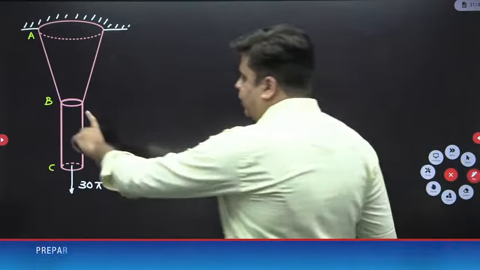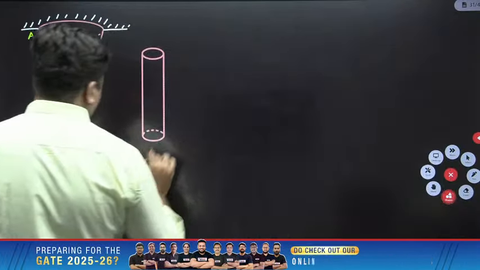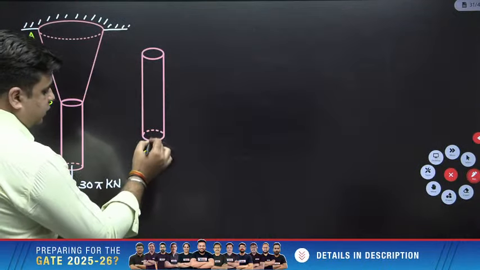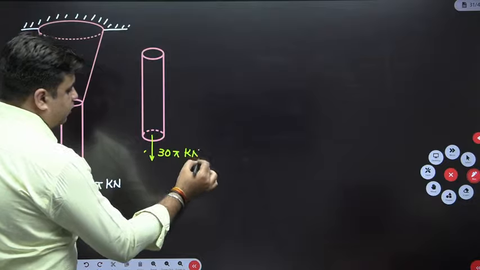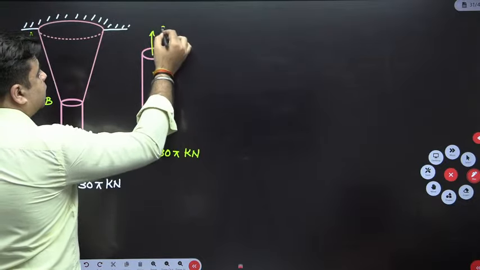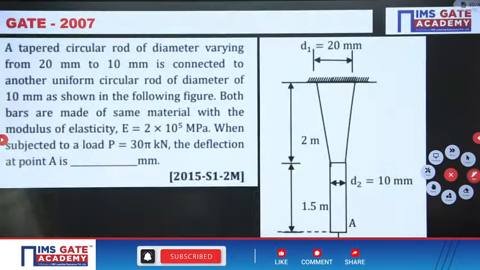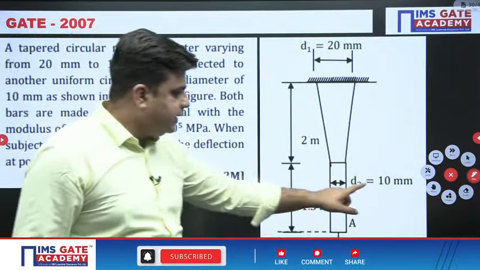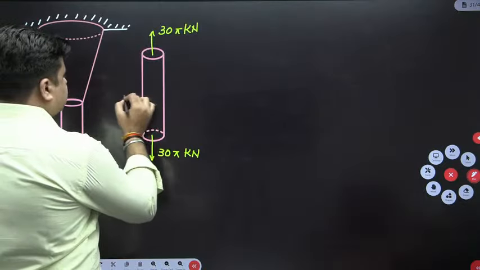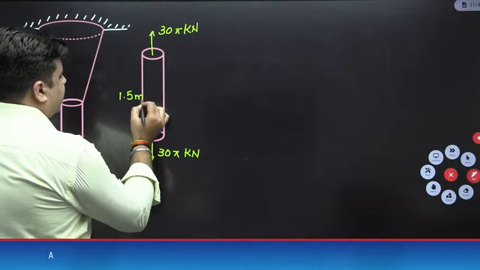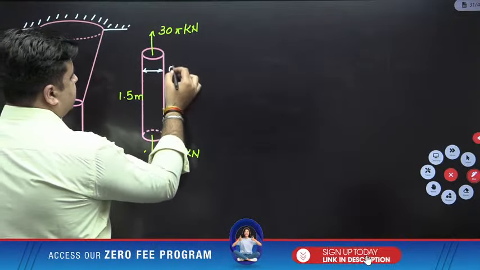If I draw the free body diagram of this portion BC, how will it look? It will look like this. This is the free body diagram of portion BC. This portion BC is subjected to 30 pi kilonewton load like this. The diameter of this, D1, is given to you as 10 mm and the length is 1.5 meter.